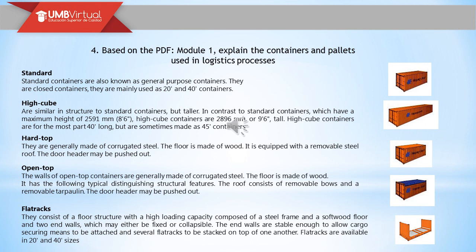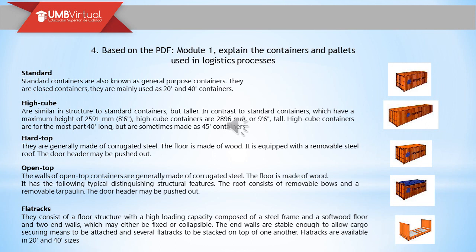sometimes 45 long. The hardtop containers are usually made in steel. They are corrugated to make them stronger. Its floor is made in wood, and the basic point for this one is that it has a removable steel roof. So you can remove the roof, and the header of the door can be pushed out.